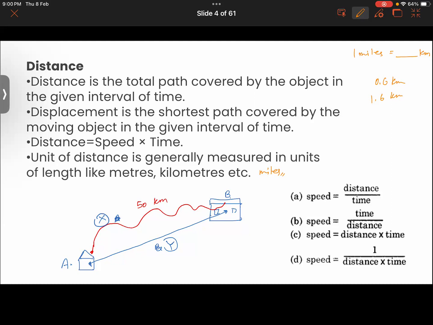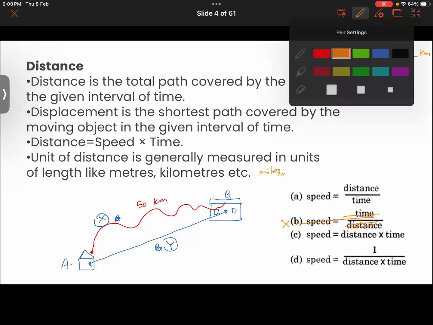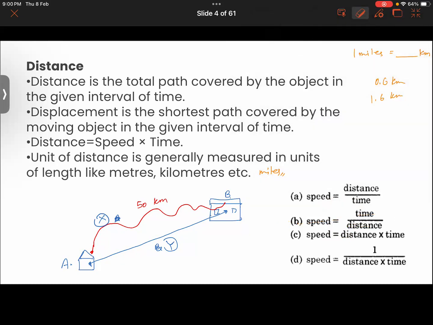And the different formulas are as follows. Speed equals distance upon time. Using the same formula, you can calculate the other things also. Getting it now? Okay. The second formula given here is incorrect. Okay, that was a question. I didn't see that. So out of the given 4 options, which one is the correct one here? Obviously the first one. So the rest are incorrect.